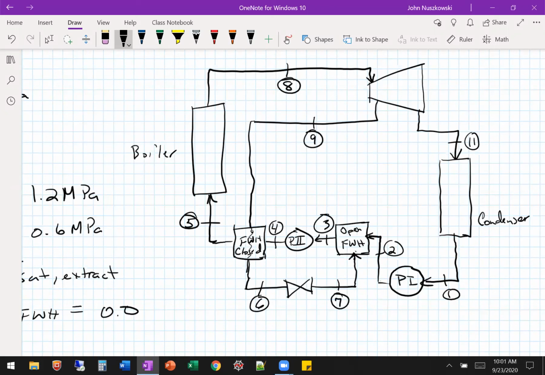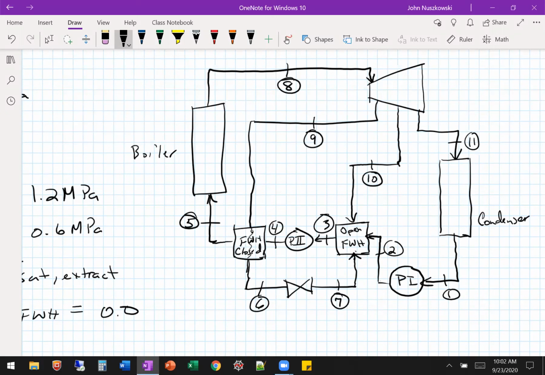Now we extract some more steam at a little bit lower pressure. Okay. And we're going to take it and put it into the open feed water heater. Okay, and this will be state 10 right there. And that concludes our states, right?